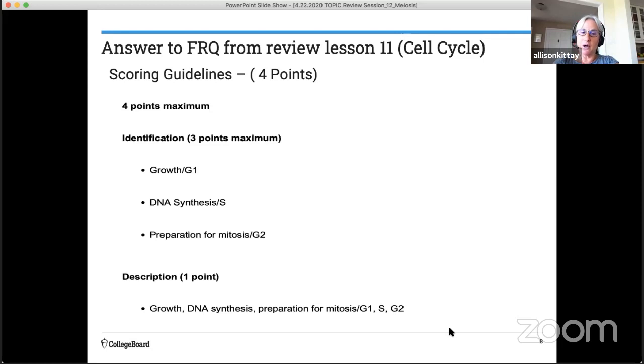So you had to go G1, S, G2. And then the description was also worth 1 point, which is that the cell undergoes generalized growth. Then in the S phase, we synthesize or replicate the DNA. And then the second growth phase is specifically to prepare for mitosis. So that's the description. So that total scoring guideline was worth 4 points. I hope you guys got all 4.